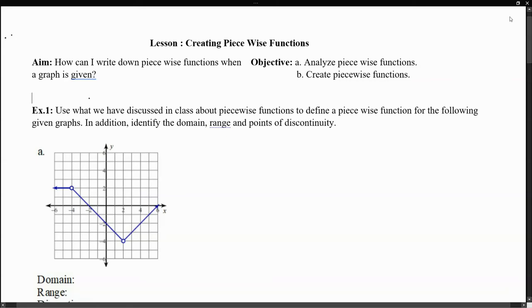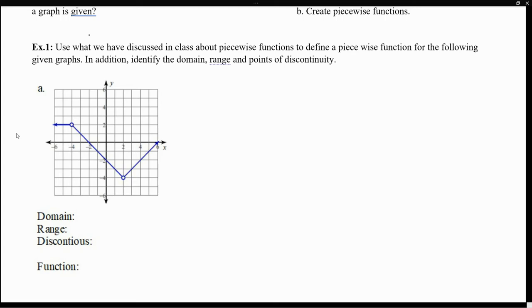Welcome. In this lesson, we're going to be discussing how we can create piecewise functions when the graph is given to us. So let's get started. Looking at example 1, it says use what we have discussed in class about piecewise functions to define a piecewise function for the following given graphs. In addition, let's identify the domain, the range, and points of discontinuity.